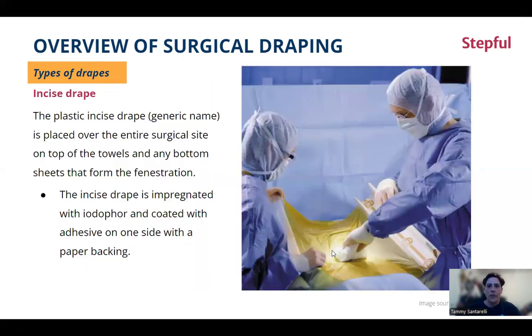Here's that great IOBAN again. The plastic incise drape is placed over the entire surgical site, on top of the towels and any bottom sheets from the fenestration. So this is going to be like our last thing that we're going to put on. Again, it is all sticky, all iodophor, and they come in long sheets. Some come in short, or you can just cut them to the length that the surgeon wants or you want.